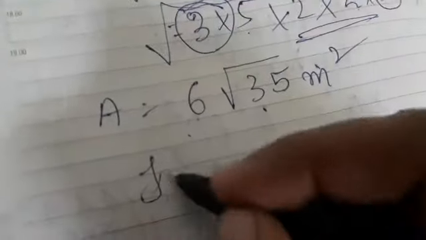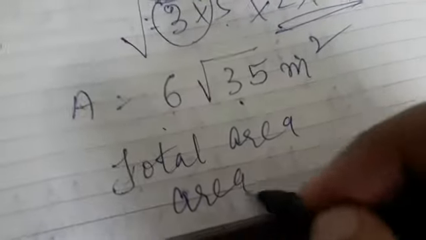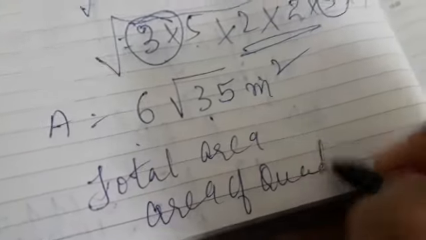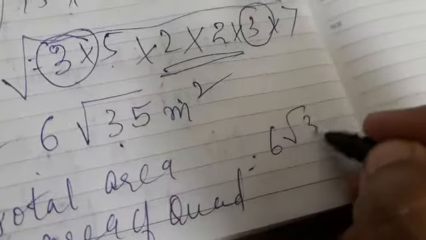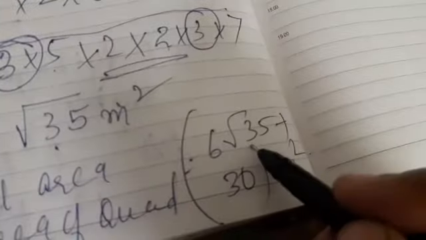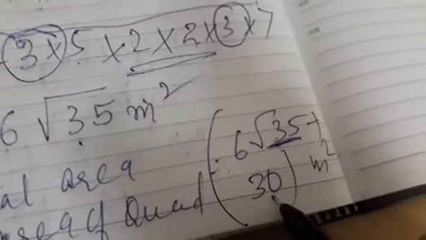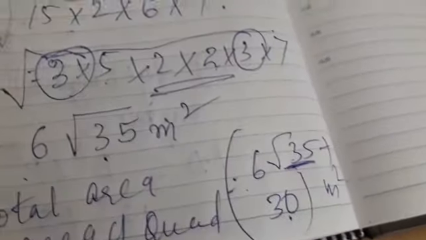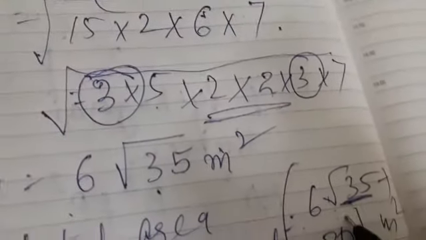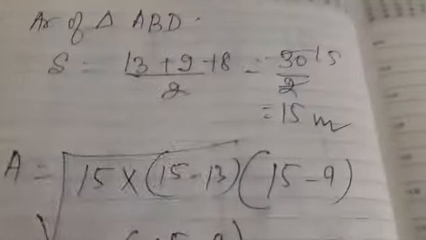Okay, so the total area, or we can say the area of the quadrilateral, is equal to 6 root 35 plus 30 meter square. If you know the root of 35, you will multiply it with 6 and add it to 30, that will be the answer in decimals, and you can check your books for what answer is given. So accordingly you can write it down. Okay, so this completes your question number 1, and I hope it is clear to you.